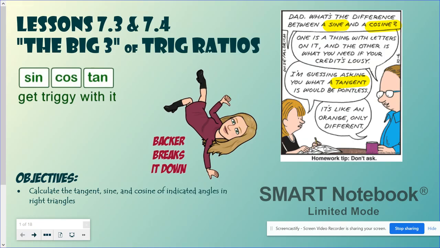In this episode, we're going to explore the big three of trig functions. I'm talking about sine, cosine, and tangent. So you know what they say, let's get triggy with it.